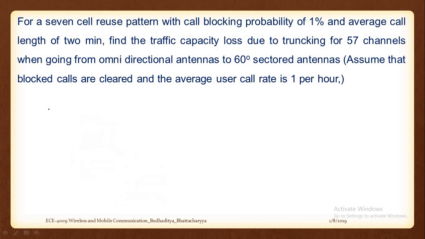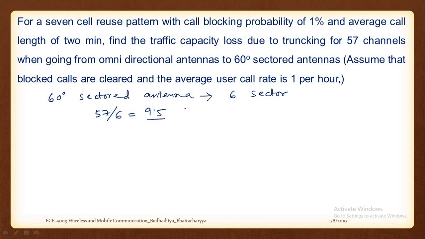Please note this down. If it is a 60-degree sectored antenna, how many sectors will it be? 6 sectors are present. So naturally your 57 channels will now be divided into 6. So it's around 9.5 channels per sector. Please note this down because this is something different to what we did.